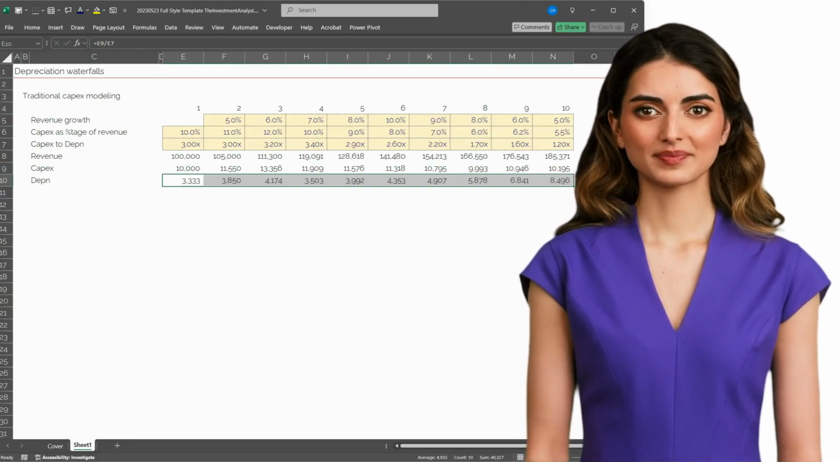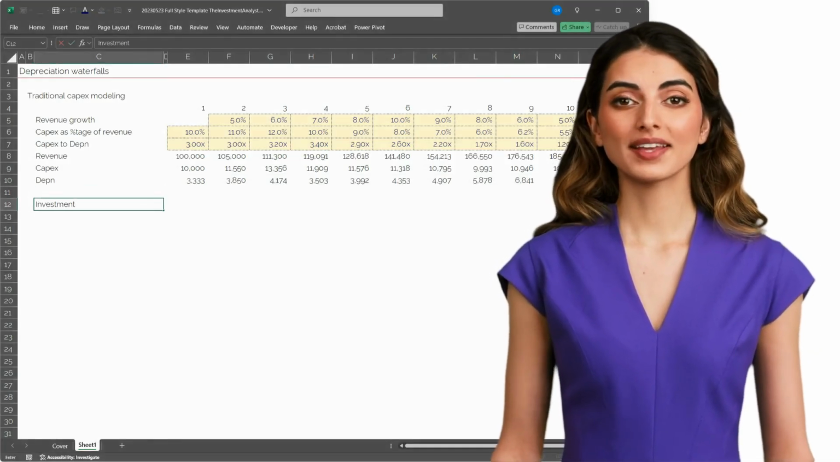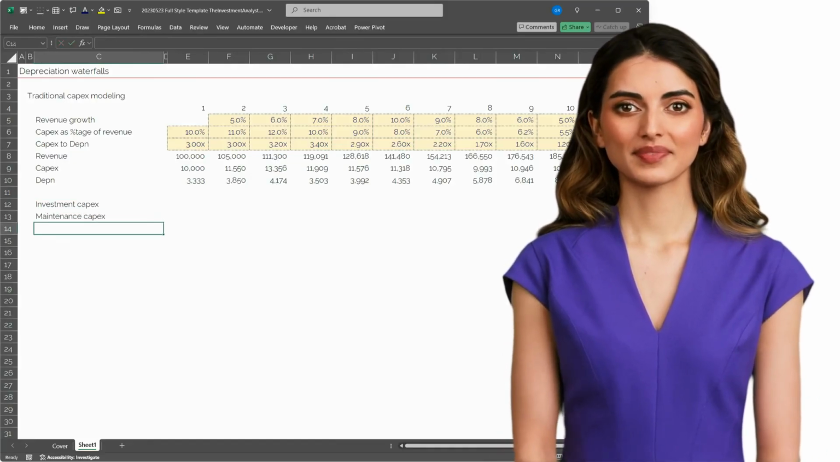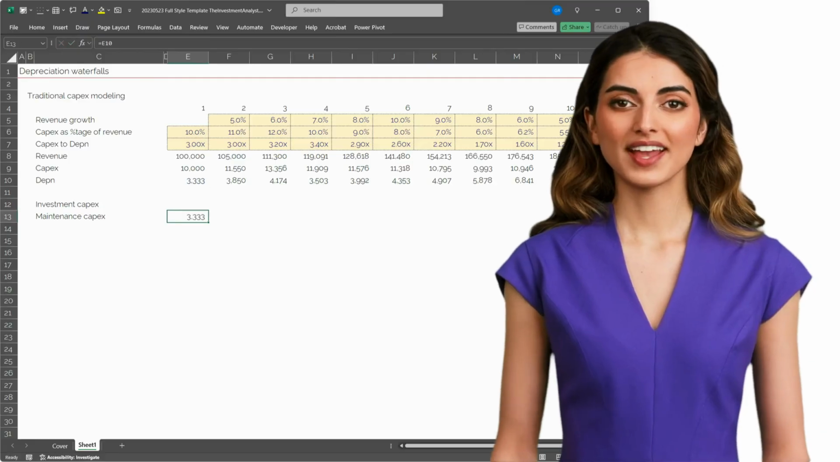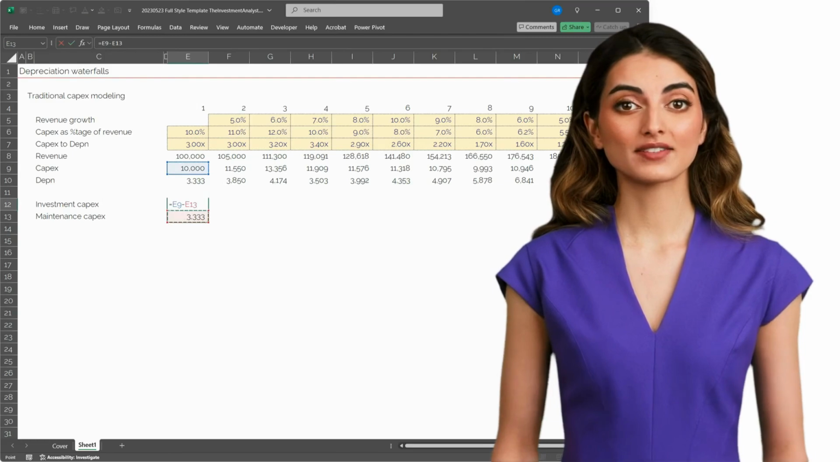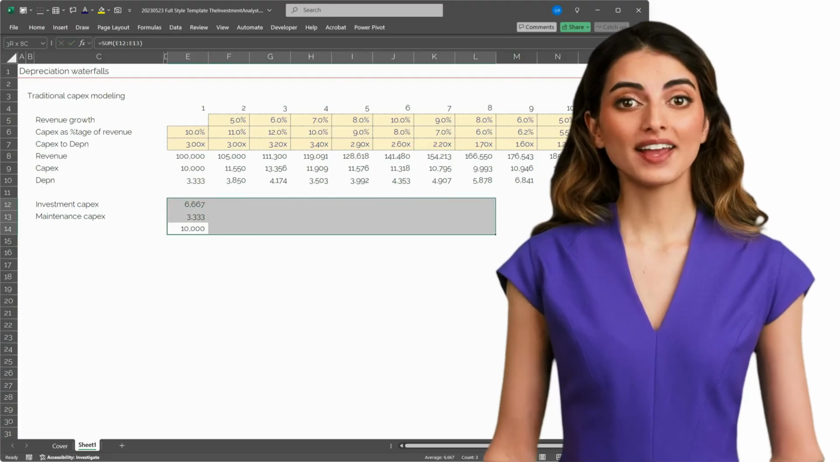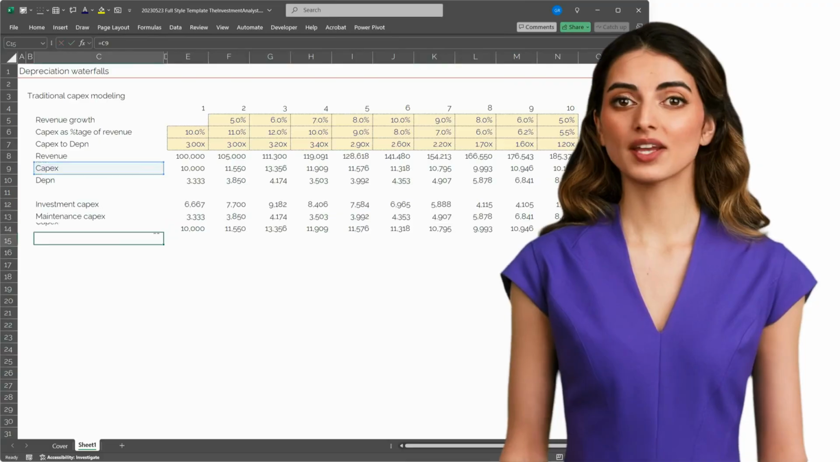I can take this analysis a little further and split out my Capex into investment and maintenance Capex numbers. Here I'm using depreciation as a proxy for maintenance Capex. It's a rough proxy, I know, and then my investment Capex is anything in excess of that maintenance Capex, so the total does come to 10,000. And what I have there is a split, which helps to provide some context to the Capex numbers over that period of time.